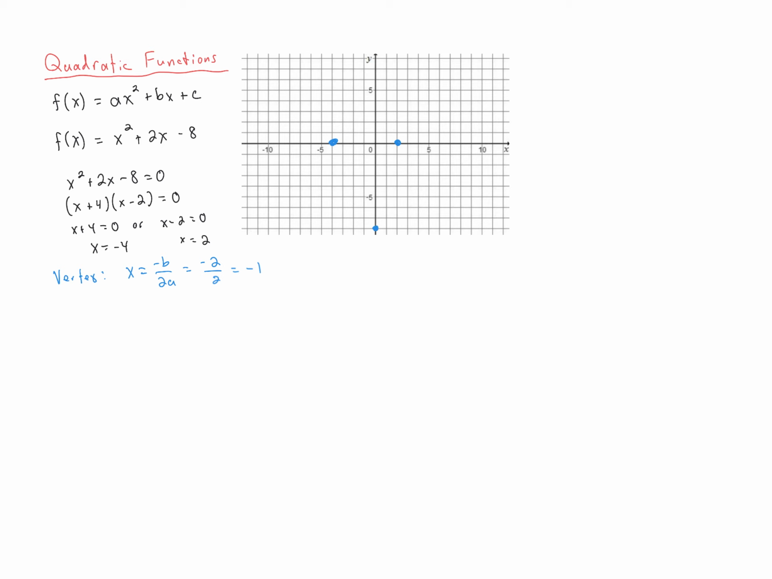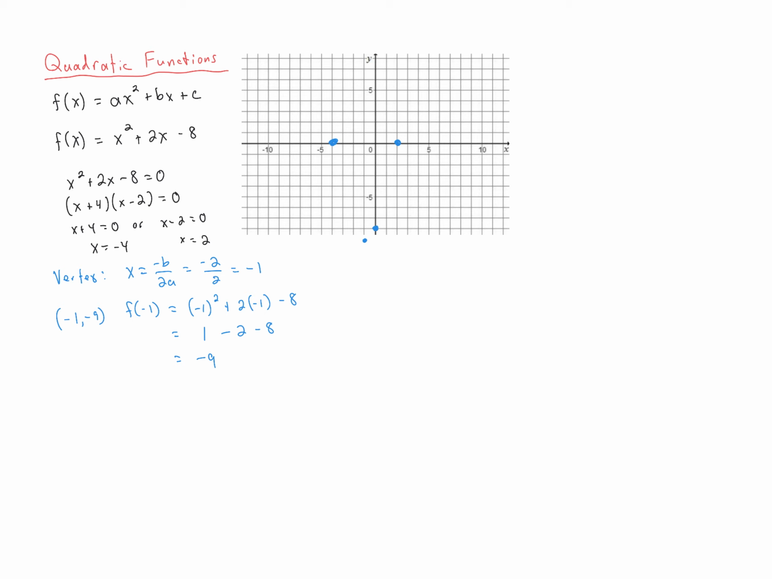If we want the y-coordinate, we can just evaluate the function at -1. So that's going to be -1 squared plus 2 times -1 minus 8. That'll be 1 minus 2 minus 8, and when we do that, that gives us -9. So our vertex is going to be at the point -1, -9. We can plot that right here. It's a little bit below how far our grid goes, but we can still plot it.